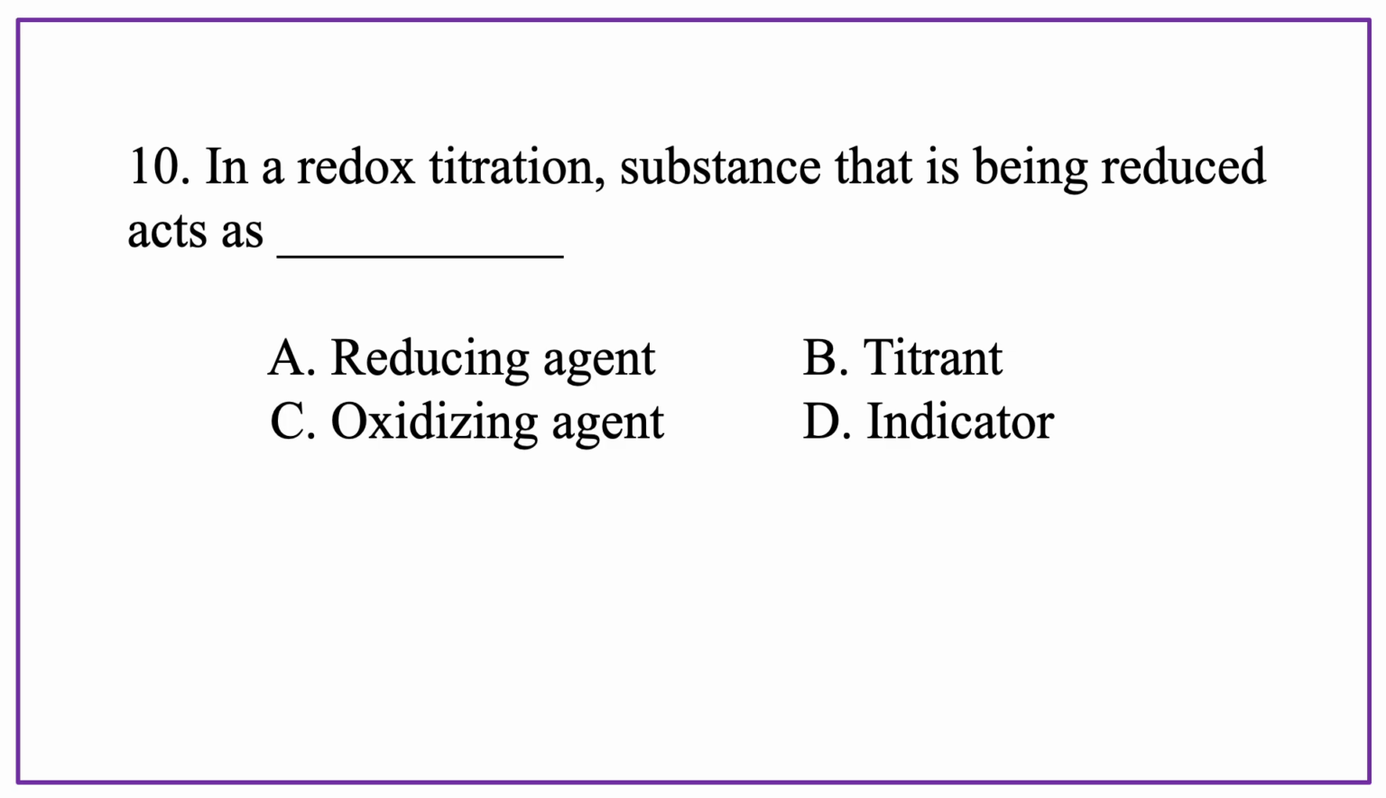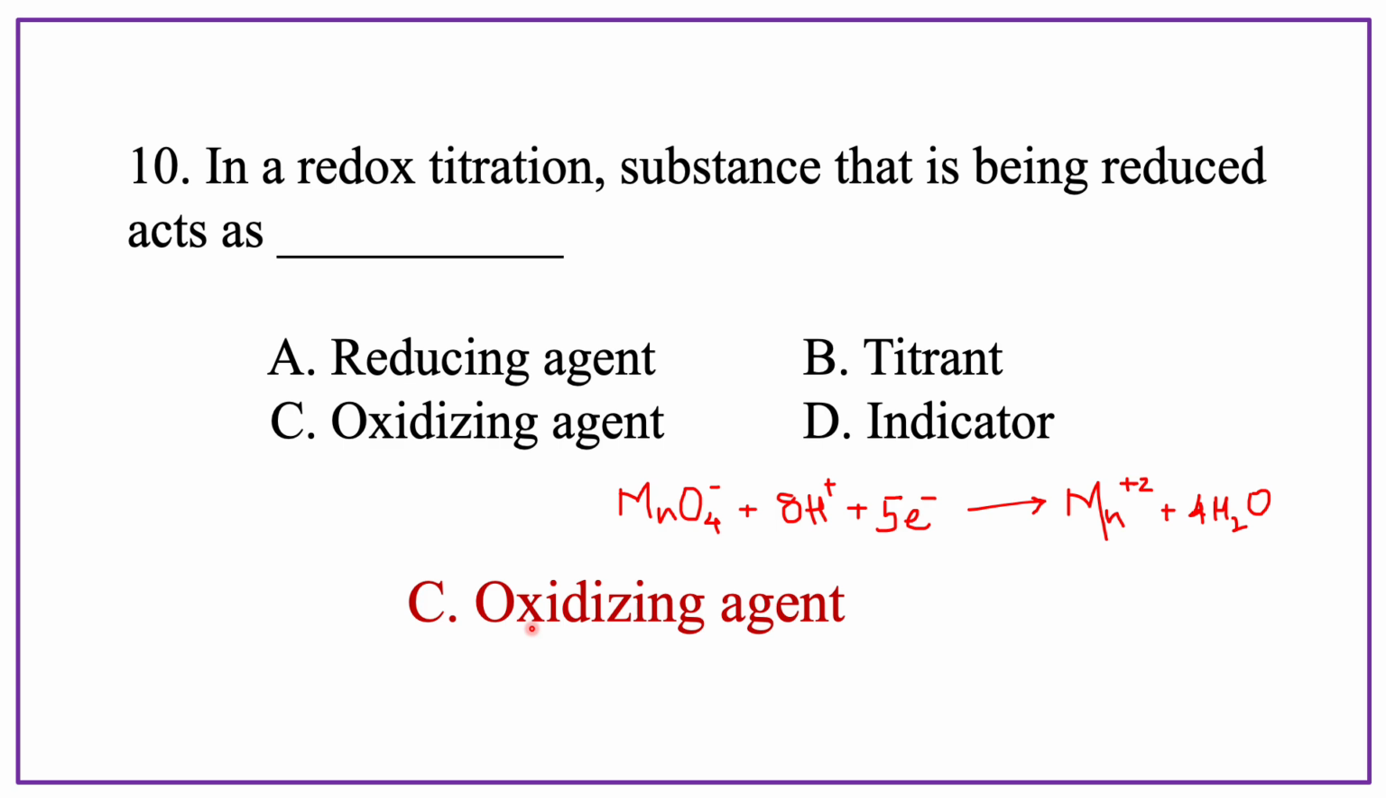Next question. In a redox titration, the substance that is being reduced acts as what? Just now we have taken the two half reactions, the oxidation and reduction half reactions, understanding the oxidizing agent and reducing agent. The half reaction given here is of KMnO4. In the ionic reaction, MnO4- from KMnO4 undergoes reduction giving Mn2+. So it itself acts as a strong oxidizing agent. So in a redox titration, the substance that is being reduced acts as an oxidizing agent. Okay.